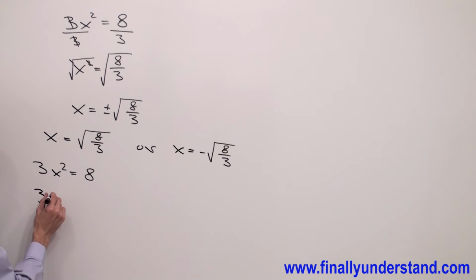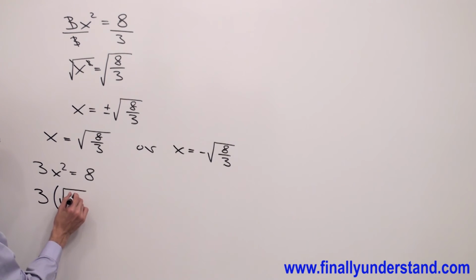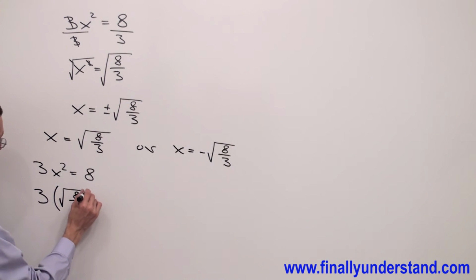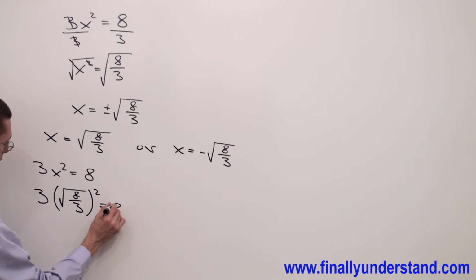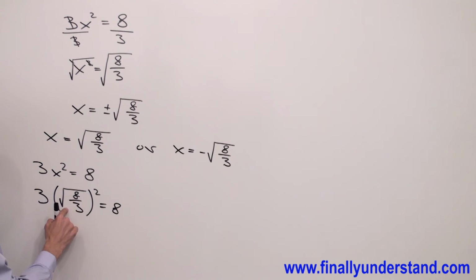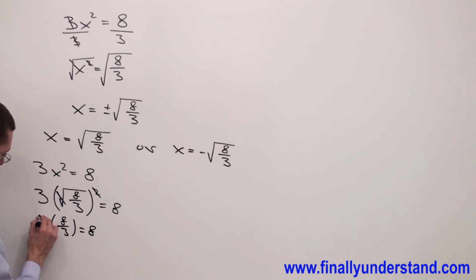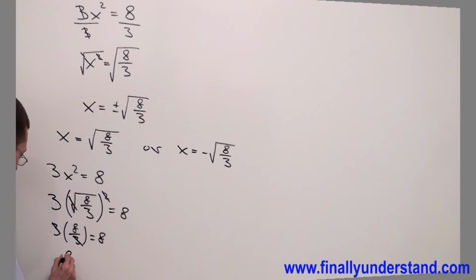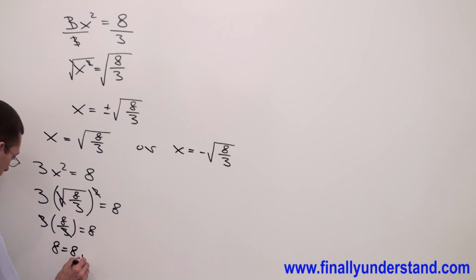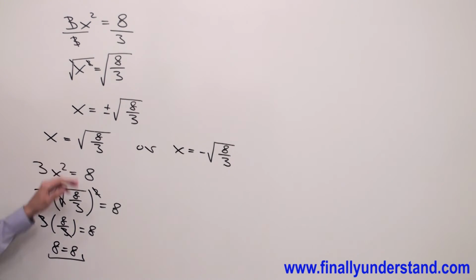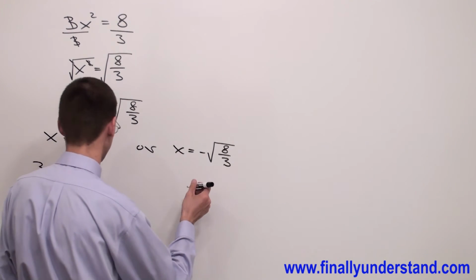So I have 3 times square root 8 over 3 to the second power is equal 8. Exponent is going to eliminate square root and I have 3 times 8 over 3 is equal 8. 3 and 3 will cancel out and I have 8 is equal 8. As you can see, the left side of my equation is equal to the right side, so I can say this is correct answer. Let's verify the second answer.